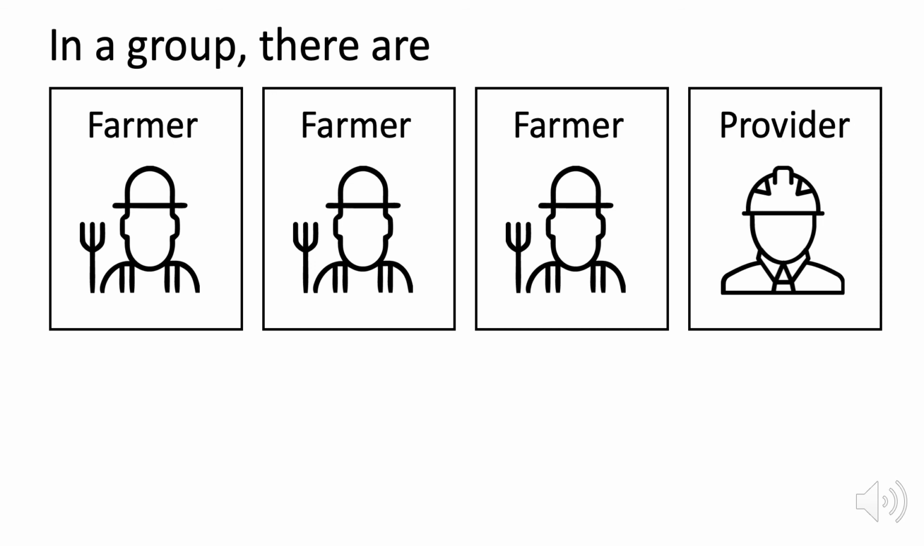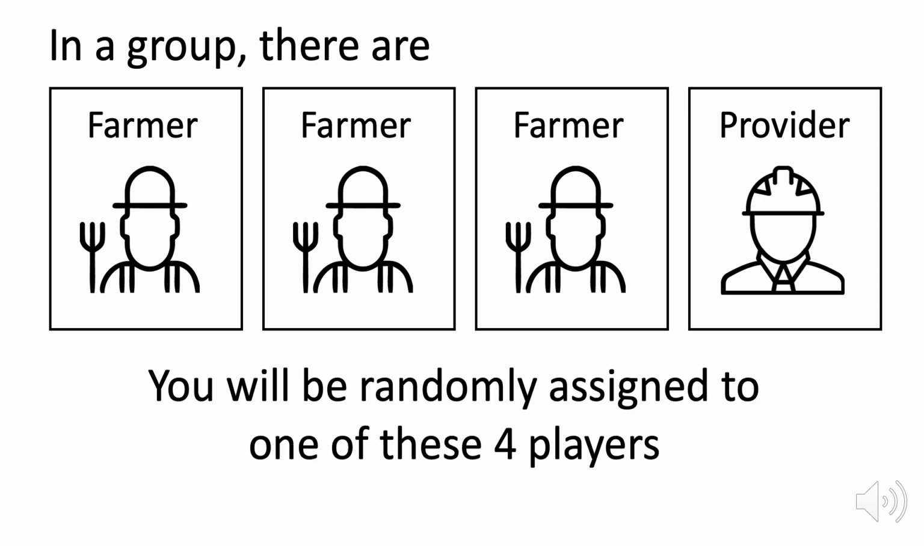There are 4 players in a single group, 3 farmers that share an irrigation infrastructure and 1 provider that maintains the irrigation infrastructure. In this exercise, you will be randomly assigned to one of these 4 players. Your role will not be changed during the entire exercise.